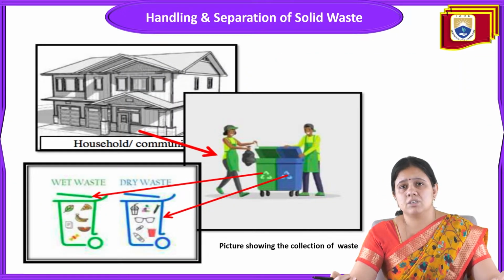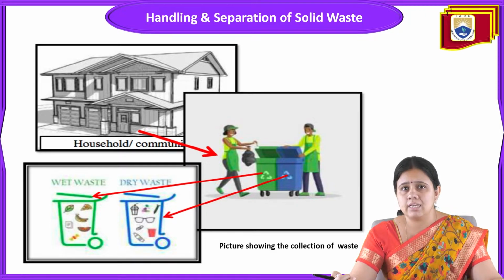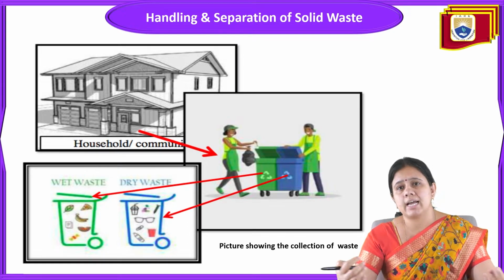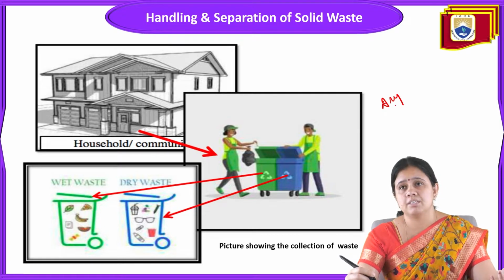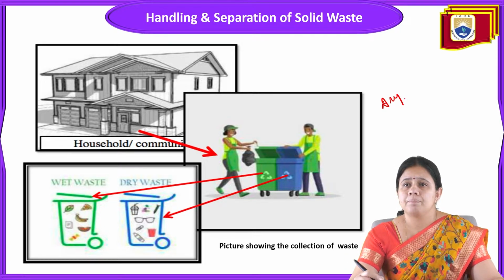You can see that picture, like from any household community, two types of bins are there. First is blue bins and green bins. Blue bins are for dry waste and green bins are for wet waste. So the people are collecting the already segregated waste. If it is dry waste, they will put it in the blue bins, and if it is wet waste, they will put it in the green bins.